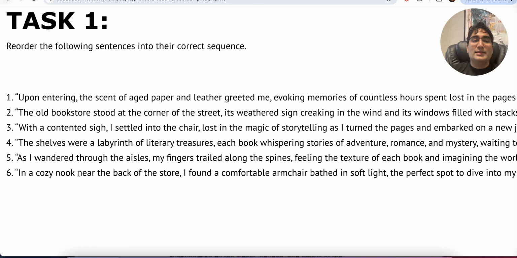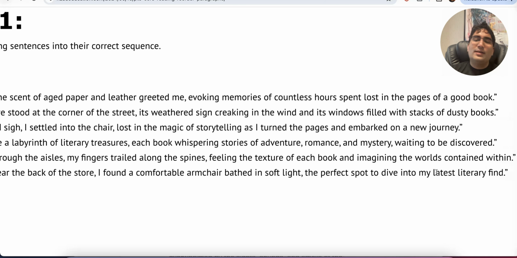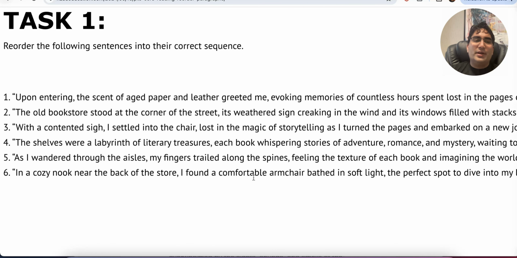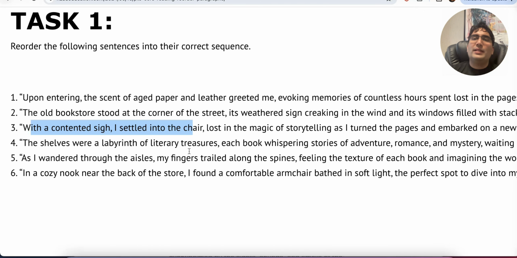Now let me verify this. Let's read it. In a cozy nook near the back of the store, I found a comfortable armchair bathed in soft light, the perfect spot, and so on. Okay, so it's talking about the chair and the spot, and then it says, with a contented sigh, I settled into the chair, lost in whatever. You can read it. Okay, so it perfectly goes with the flow. First he saw the chair, then with a sigh, he sat in the chair. Now, of course, you know that 6 will come before 3, but it's not right away. Other things can come in between too, okay? But it looks like it should be one after the other because it is talking about the same subject, which is the chair.